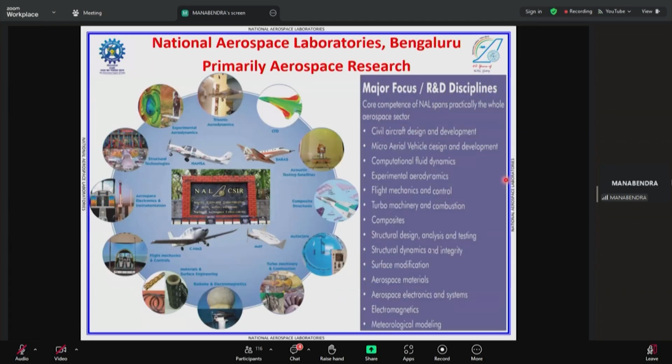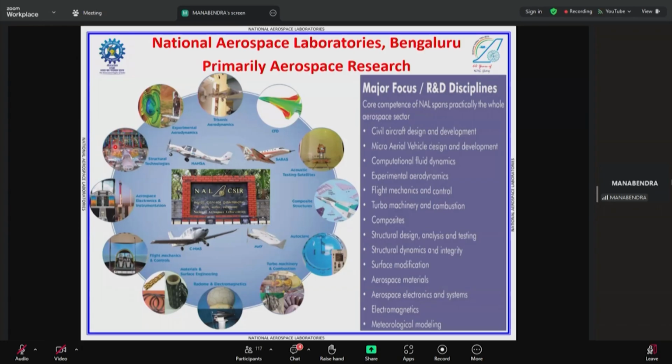Coming to NAL, we are at Bangalore, and our primary focus is on aerospace research. As you can see, it is a bouquet of various disciplines that we have in NAL. CFD is one of the areas. Apart from that, we have other disciplines also: composite structures, material science, electronics, structures, experimentation. All these disciplines have small divisions or labs in NAL, and cohesively they all work towards the primary focus of aerospace research.